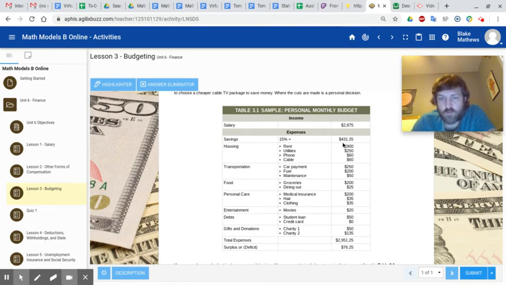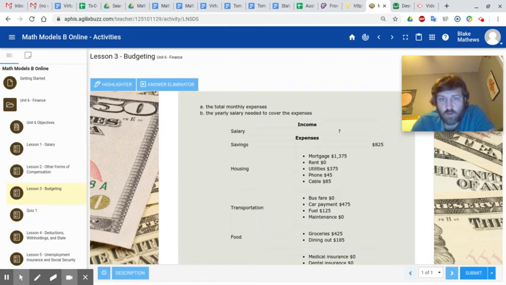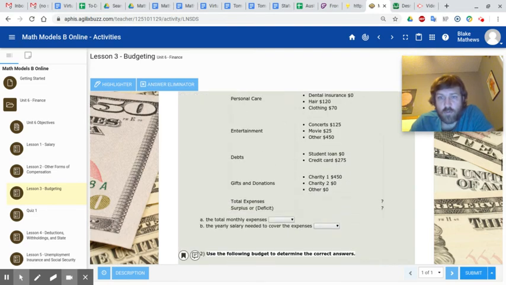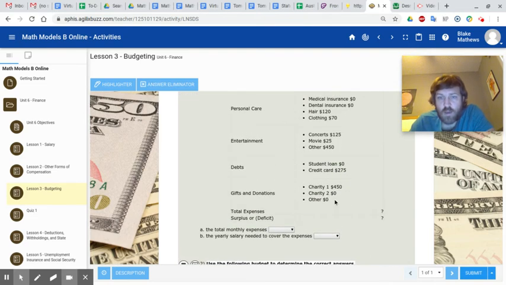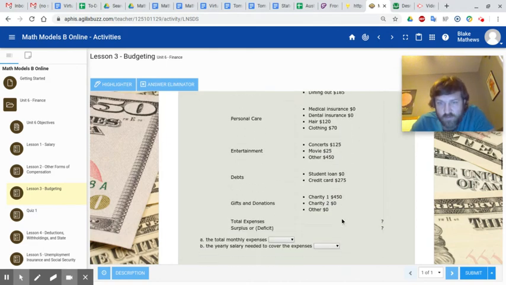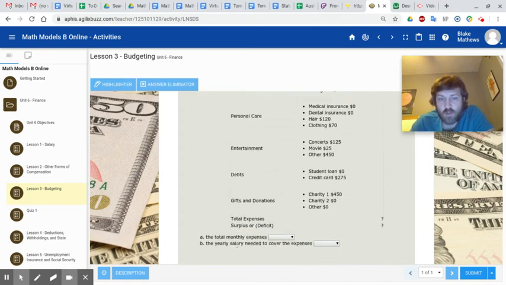Your goal, or what you're going to be asked, is to calculate the total expenses and the salary needed to cover the expenses. Understand the table is representative of the month, so these are the monthly expenses listed here. And then they're asking what's the yearly salary needed. So we have two things that we need to do.